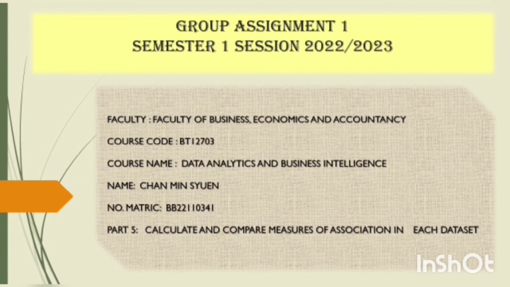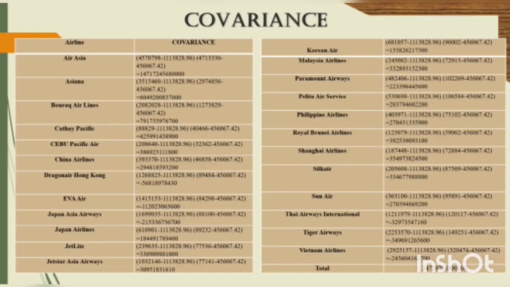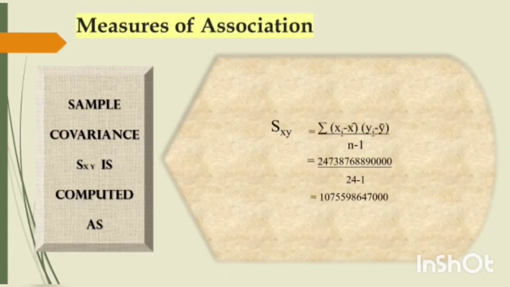Today I would like to present the group assignment which is for part 5, calculate and compare measure of association in each data set. First of all, we need to know the mean of each data set. We need to total up the data sets in each category and then divide by 24 in order to get the mean. This table shows the sum of xi minus x bar multiplied by yi minus y bar of each data set. In order to get the sample covariance, I will apply this formula, which is sum of xi minus x bar multiplied by yi minus y bar divided by n minus 1.